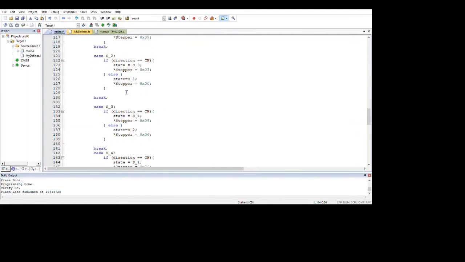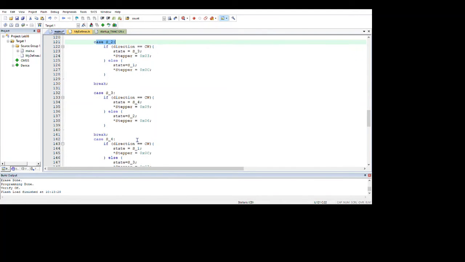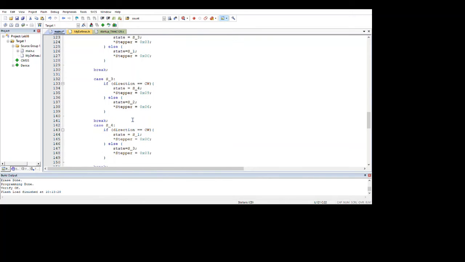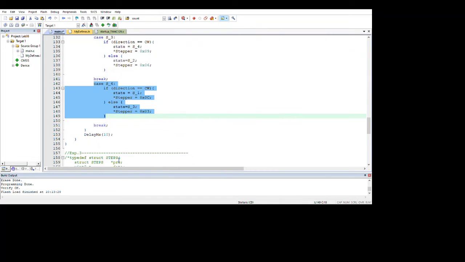It continues with the same pattern. For case 2, if the direction is clockwise, it goes on to the next one. If counterclockwise, it goes to the previous one, which was case 1. If clockwise, it goes on to 3. It repeats the same thing for case 3: if clockwise, it goes to the next state, and if not, to the previous state, and the same with case 4. And at the end we have a delay of 10 milliseconds.